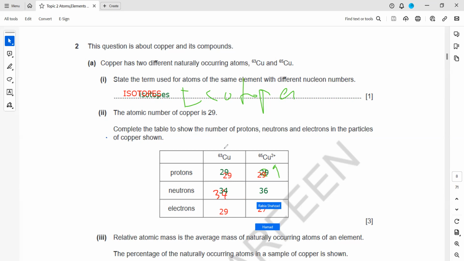How to get the neutron number? You will subtract. For copper, if it is 63 and 29, you will subtract 63 minus 29. And the other one is copper-65, so you will subtract 29 from 65 and get 36. But the next one is the charge. This one is a neutral atom, so it will have an equal number of protons and electrons. The other one is positively charged, which means it has two fewer electrons, or two electrons have been lost. So this will be 27.